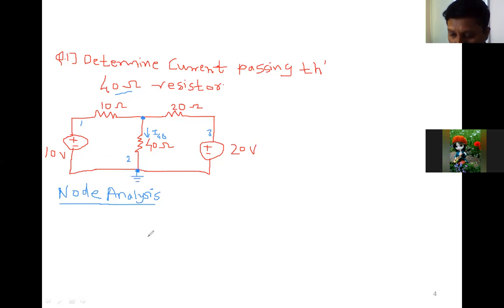This is the symbol of ground. Okay, 3 lines having different length. This is considered as 0 volt. Here also it is present because it is common. Here also it is present. So you can easily understand now. Everywhere there is 0 volt at the bottom. So with respect to this 0 volt, how many nodes are present? Only one. So first step is over.